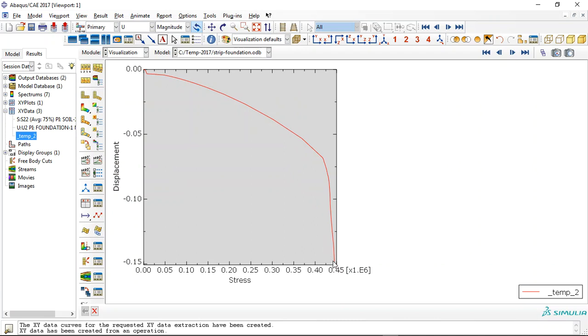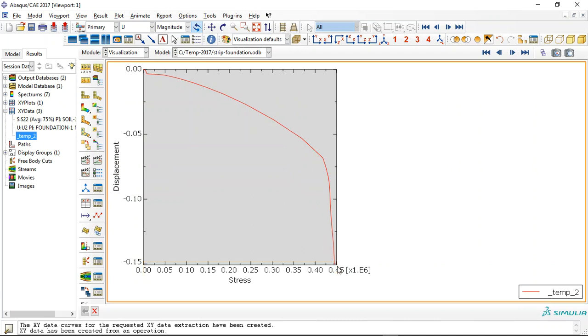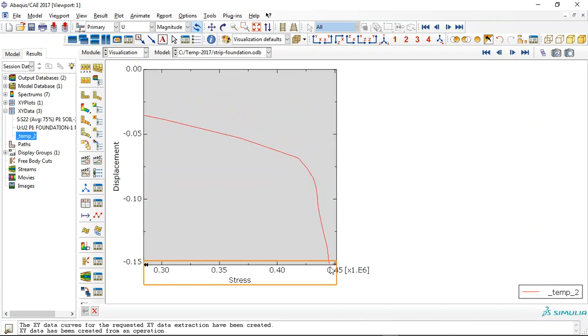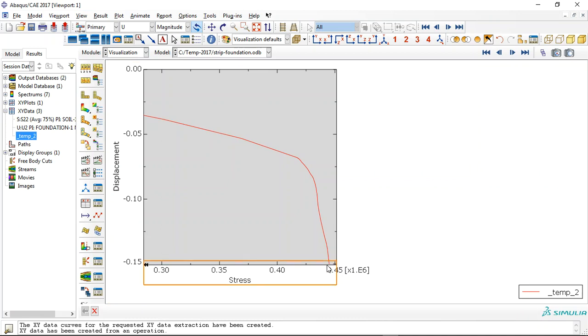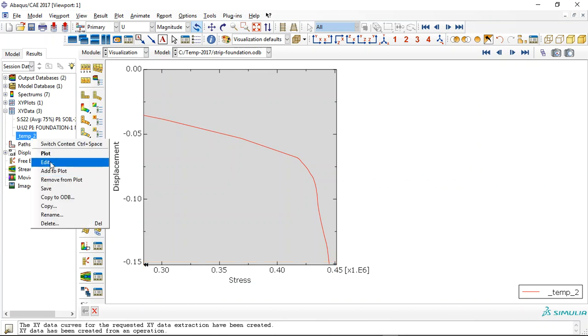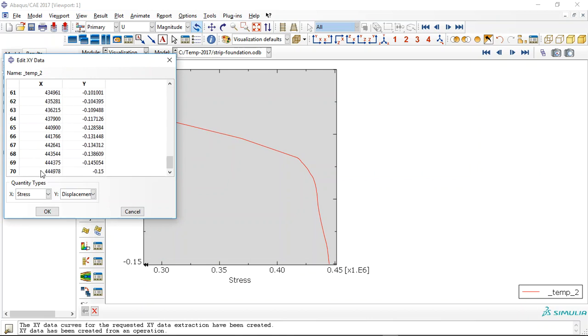You can see we predict that, let me zoom in here. You can see the book says 440 kilopascal, and here we got something like that, 444 kilopascal. See that? I click on edit, and you can see it is so close to the result of the book, and this is a good validation.